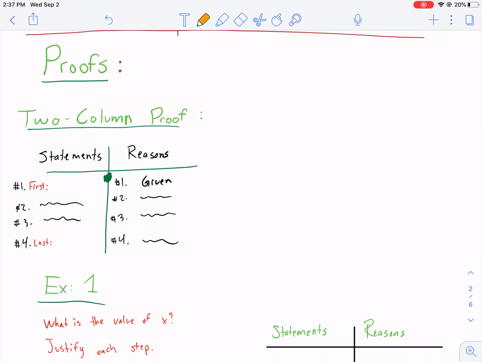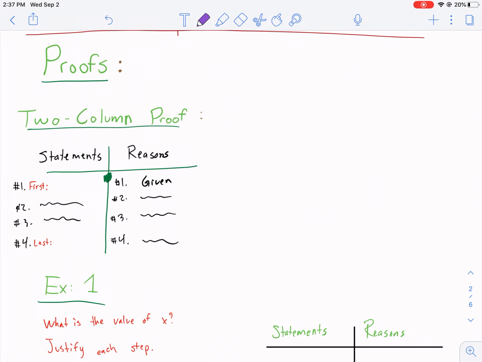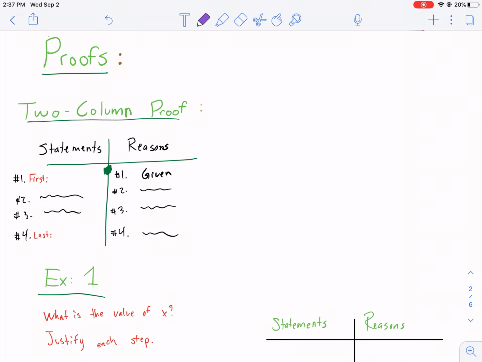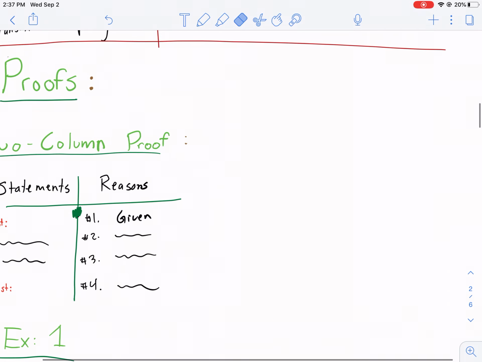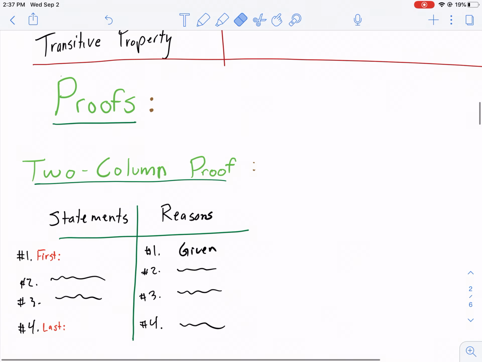Proofs are really the Achilles heel of a lot of geometry students. They don't like proofs, and the main reason is because it's foreign. It's not something that they're accustomed to, but really it's a good way to increase your understanding of not only math, but science and a bunch of other critical thinking processes as well. So let's go ahead and start.